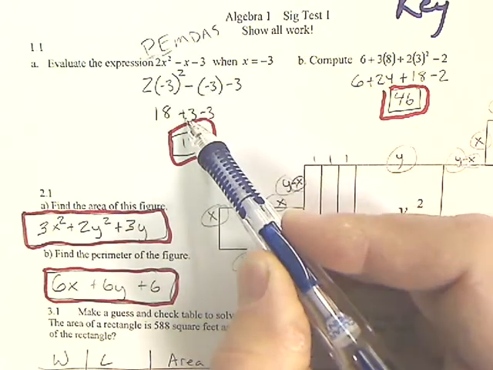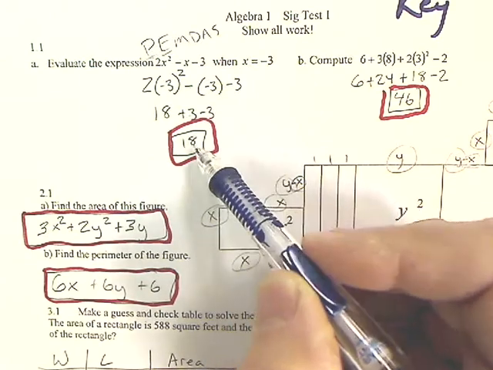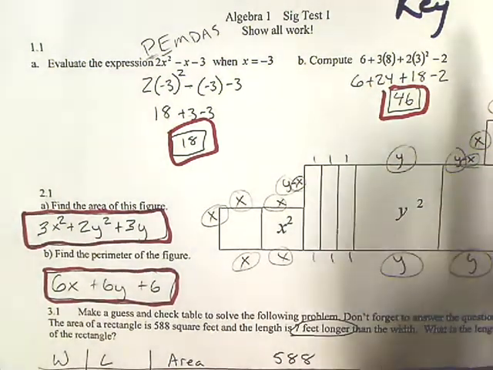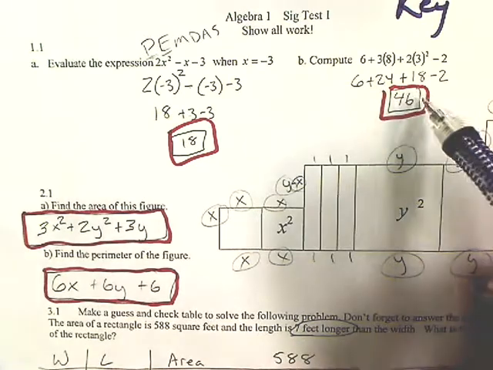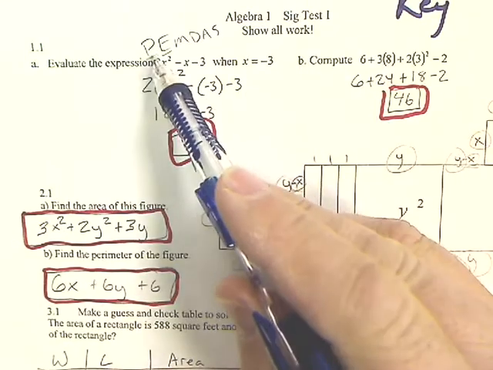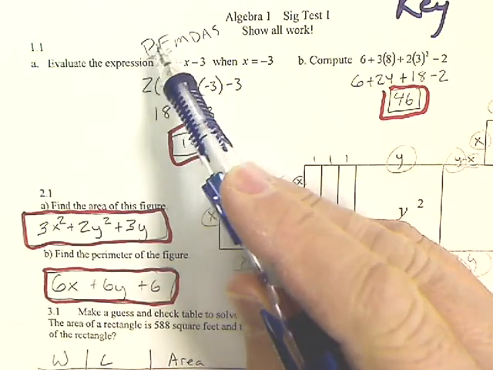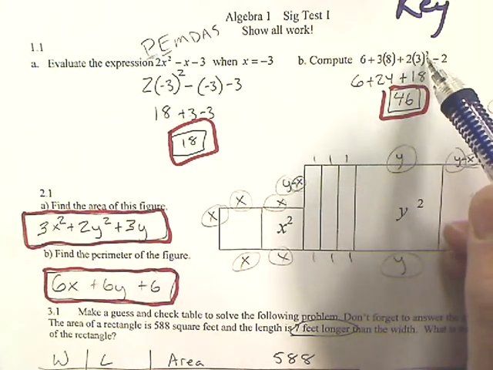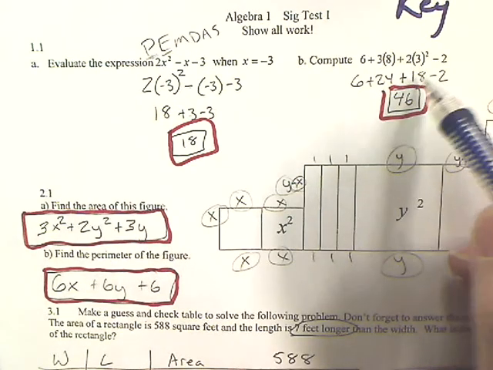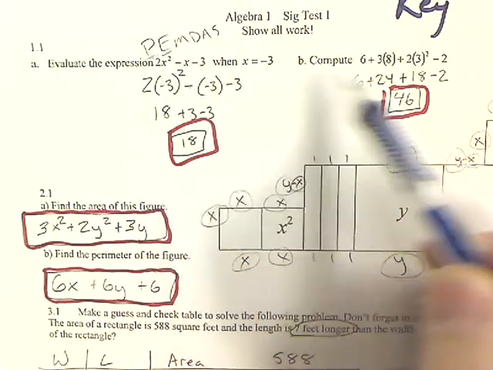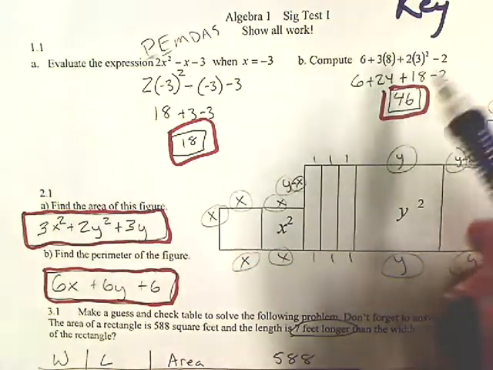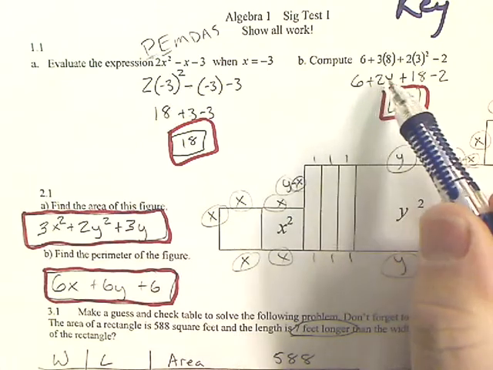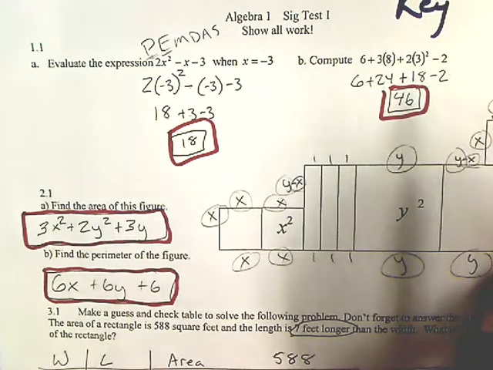Minus a negative means you're adding, so those just kind of cancel each other out. That leaves you 18. Order of operations again. There's nothing to do inside the parentheses. Then I move to the exponents. So 3 squared is 9, times 2 is 18 again. Multiplication, 3 times 8 is 24. Then I just add them all together.